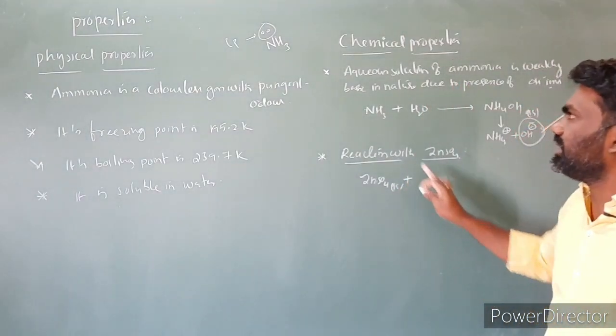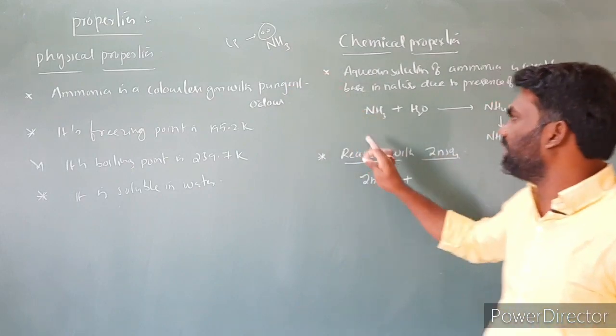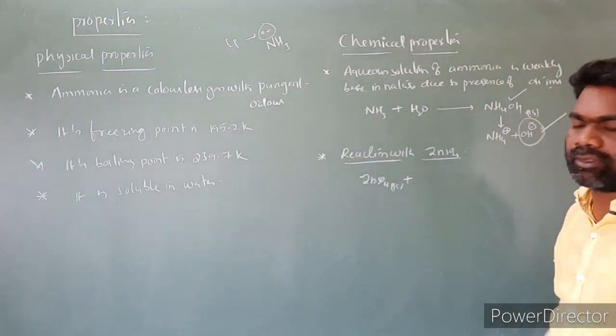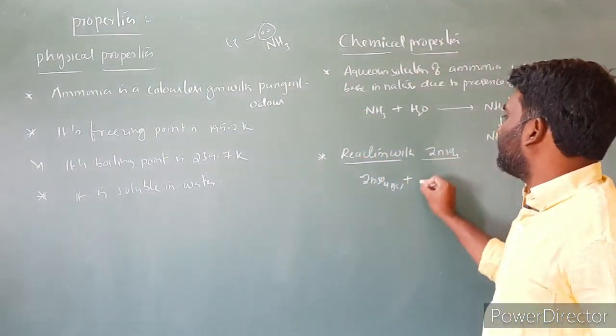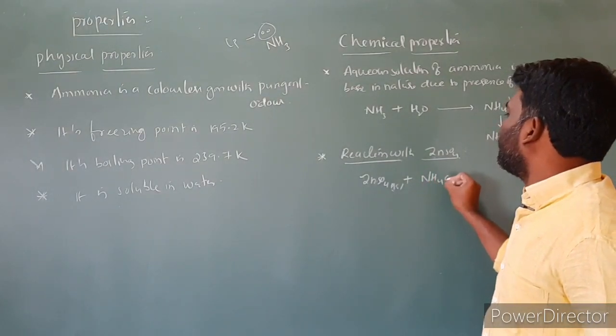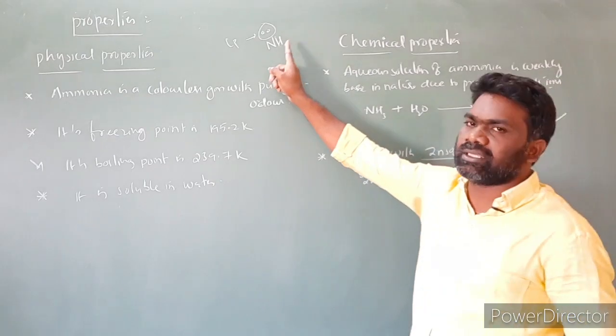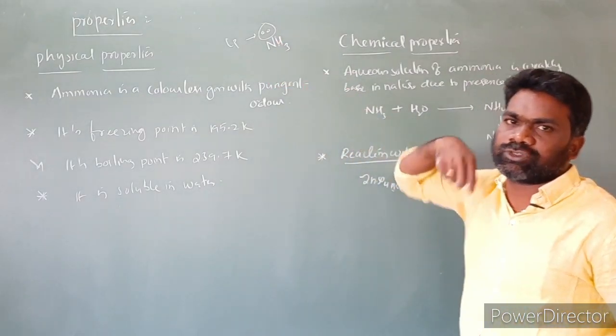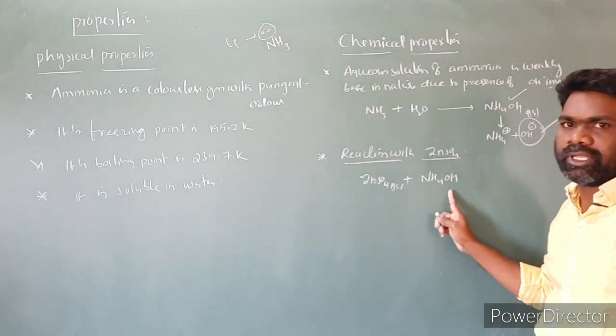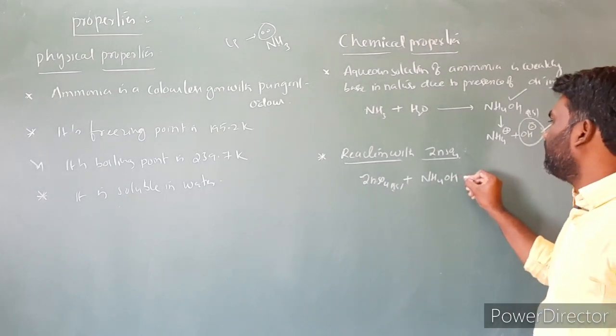In aqueous medium, a single ammonia molecule does not exist. Ammonia exists in the form of ammonium hydroxide. So in the case of properties, I am taking ammonium hydroxide, NH4OH. Why should you take NH4OH? Why are you not taking NH3 here? Because whenever ammonia is dissolved in water, it is converted into ammonium hydroxide. So we have to take ammonium hydroxide.